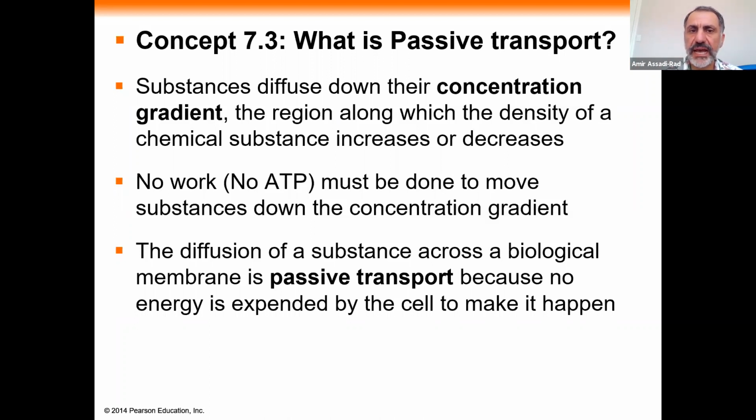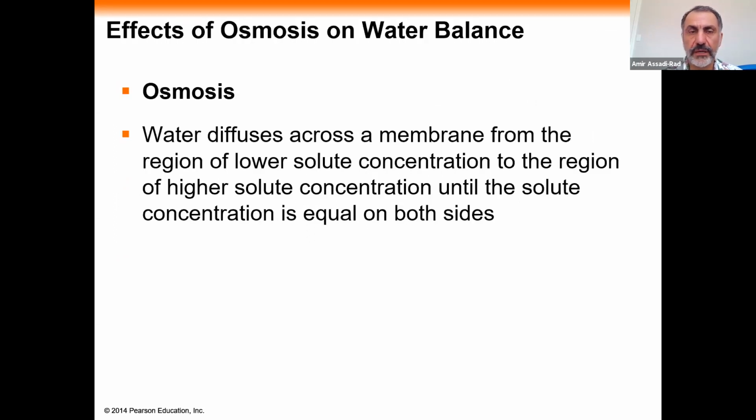And remember, ATP is adenosine triphosphate. You break one of the phosphates, it gives energy. The diffusion of a substance across a biological membrane is passive transport because no energy is expended by the cell. Already talked about all of that.